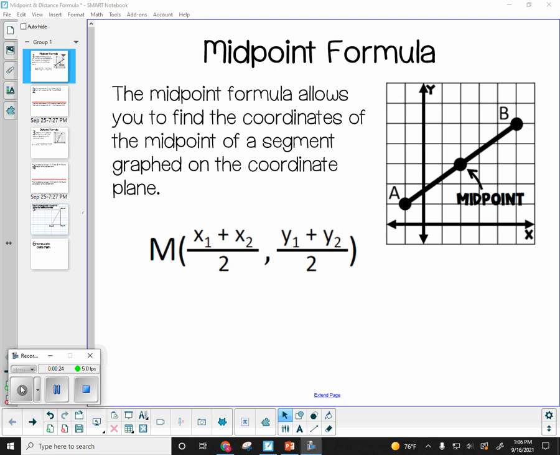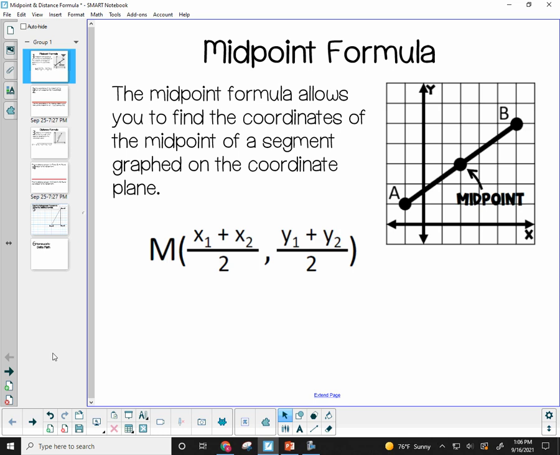All right, so the first formula we're going to learn is the midpoint formula. What this does for us is if we have a segment graphed on the coordinate plane, we can find the location or the coordinate for the midpoint. If we know A and B, those endpoints, we can find the location of the midpoint.